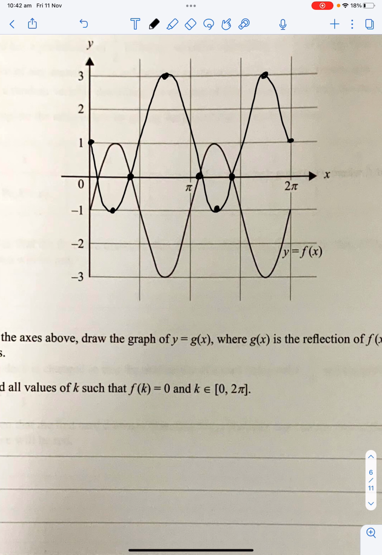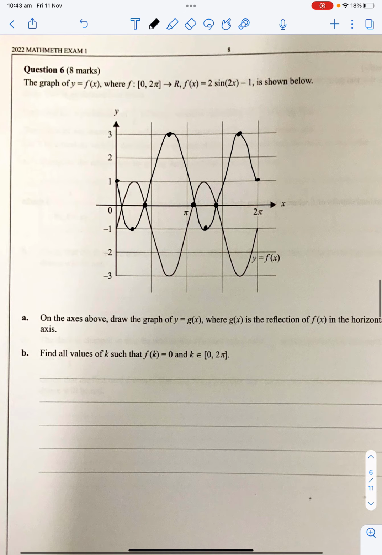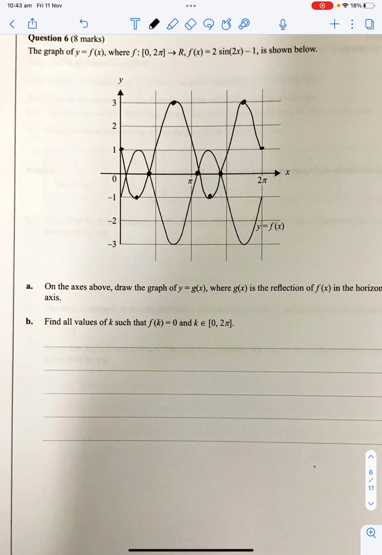And there we go. I've drawn that reflection. Find all the values of k such that f of k equals 0. So this would be the same as if it was f of x, they're just replacing x with k. So we're going to use our equation from up here, and k is between 0 and 2 pi. So replace x with k, we end up with 0 equals 2 sine 2k minus 1.